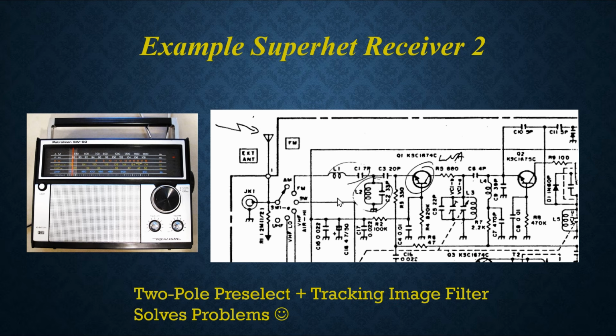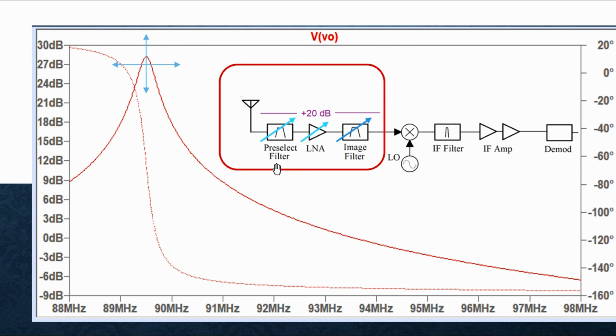Sadly, this one is not perfect. They just did a fixed 2-pole broad filter on the front end. And that was a mistake, and one that we're going to be correcting. To correct that, we need a pre-select filter that tracks with the local oscillator tuning as well as the image filter does.